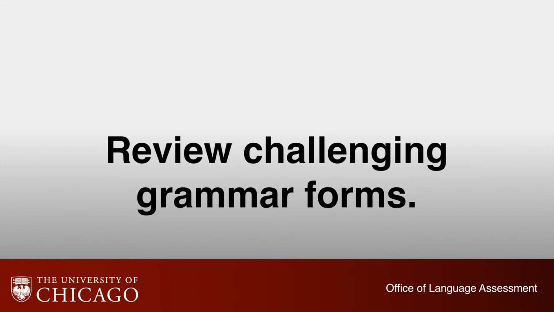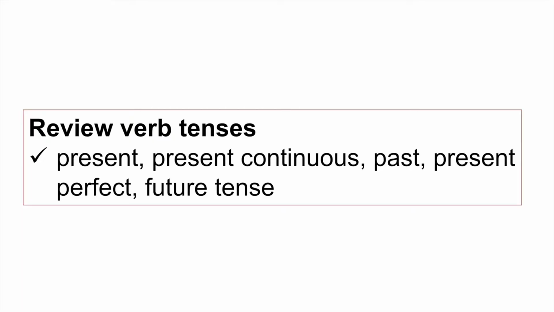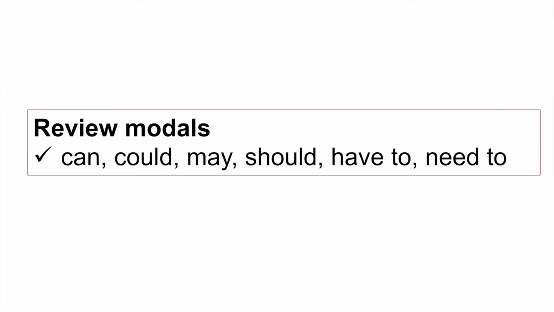Practice question formation. Question formation is a common problem even for advanced speakers. Problems forming questions can result in a lower AEPA score. Practice your verb tenses. To earn a functional score, you do not have to speak with perfect tense choice all the time, but of course, the more accurate you are, the better. Review present, present continuous, past, present perfect, and future tenses. Review your modals, especially can, could, may, should, have to, and need to.